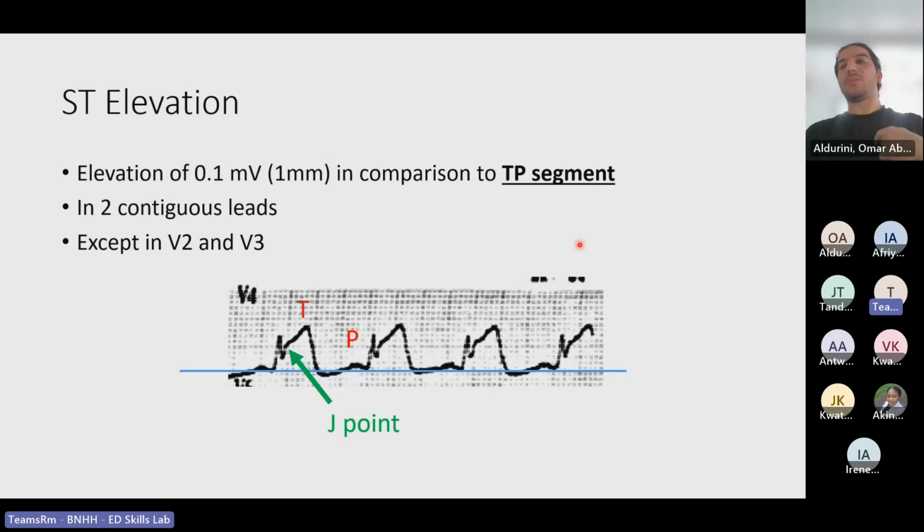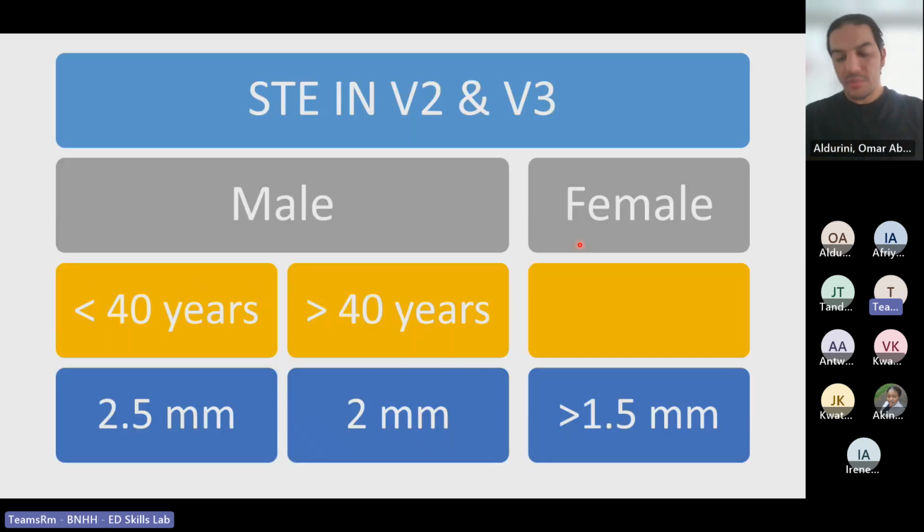Because lead V2 and lead V3 are almost on the top of the heart, and they record a lot of electricity. So it will differ depending upon how the patient is, whether it is a very thin patient or a very obese patient, and it will also depend on how old the patient is.